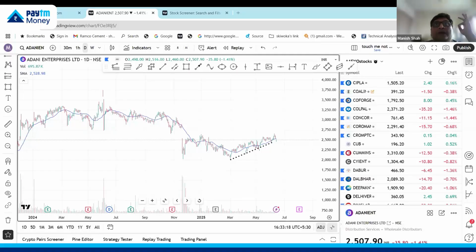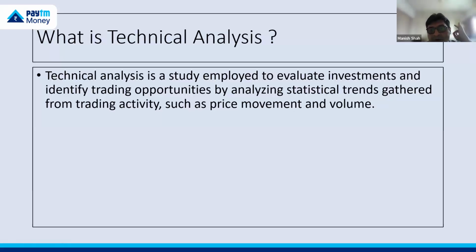तो बेसिकली, what has not changed in this period is human nature. Okay, fundamentals keep on shifting from one sector to another sector and so on. So price action, okay, it's a study employed to evaluate investments, okay, and identify trading opportunities.